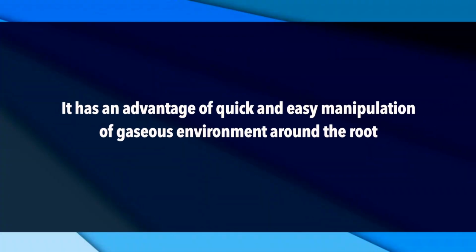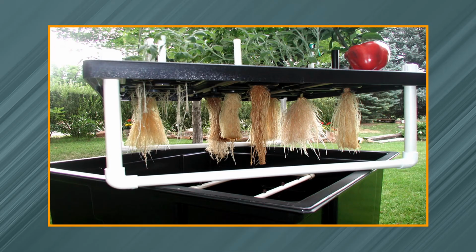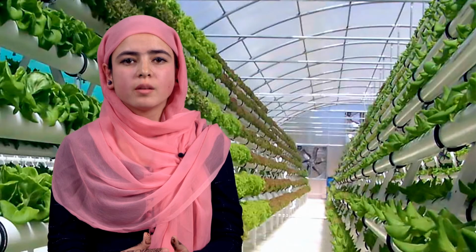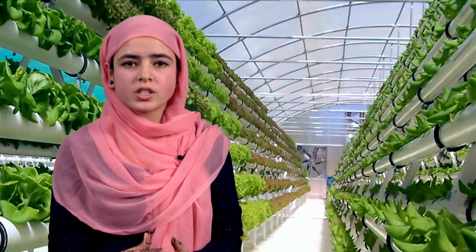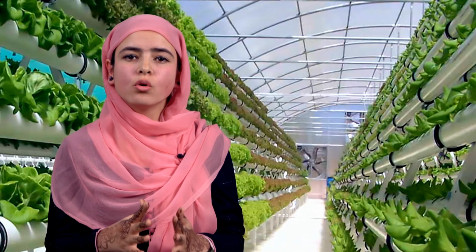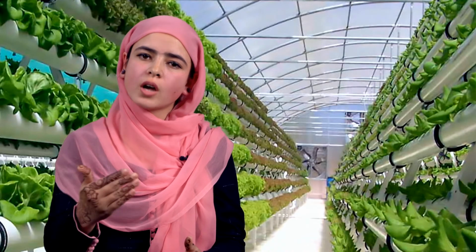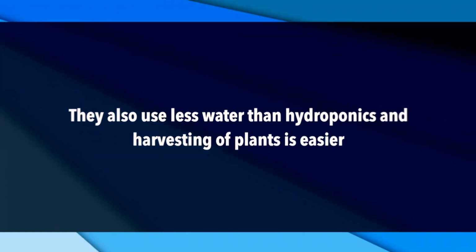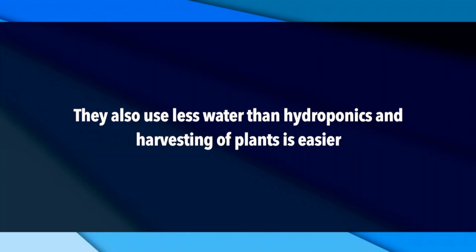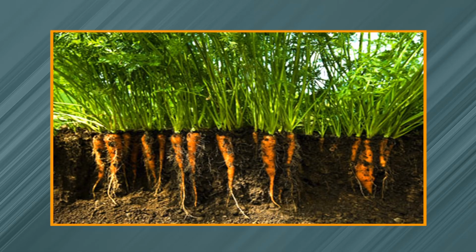It has the advantage of quick and easy manipulation of the gaseous environment around the root. They also use little to no growth media. The plants also get more oxygen and hence show relatively fast growth compared to hydroponics. They also use less water than hydroponics and harvesting of plants is easier. This is particularly useful in the case of root crops.